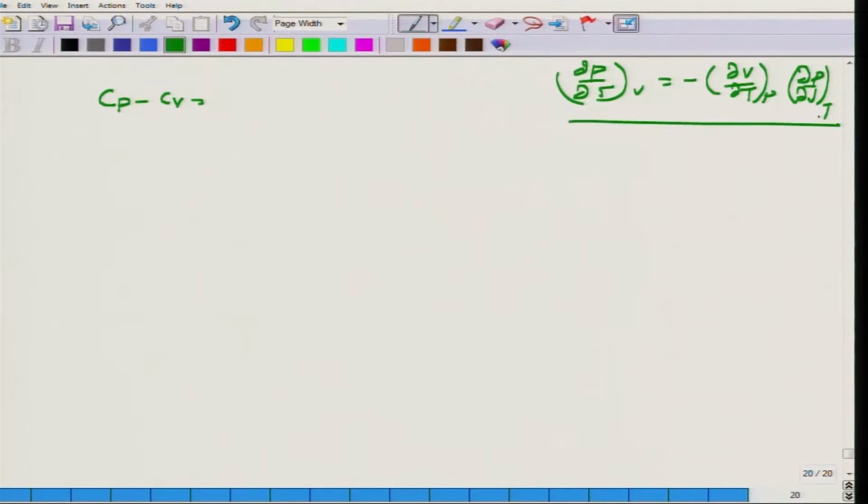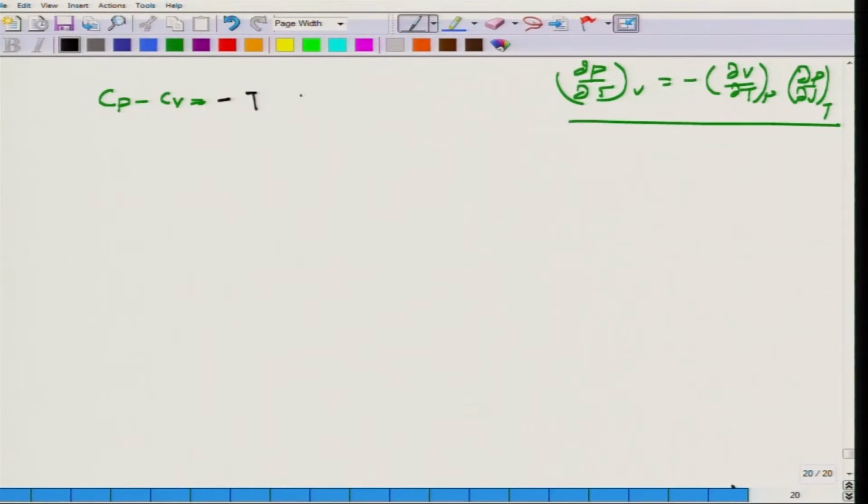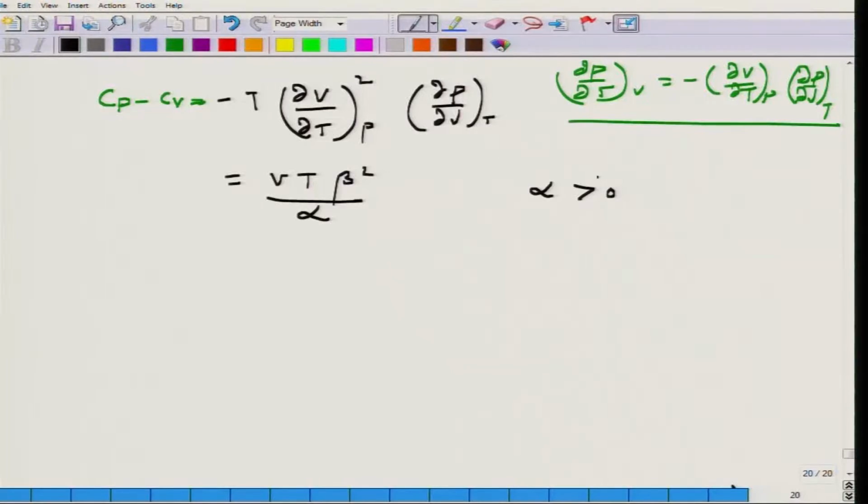Based on the cyclic relation, I can plug this back in here, and what I get is the following: minus T (del V by del T)_P squared times (del P by del V)_T. We can show that this is nothing but V T beta squared by alpha. Beta we have already defined. Now alpha is the isothermal compressibility. Your del V by del P is always negative, and alpha is defined as minus 1 by V times that, so alpha is always greater than 0. But beta usually is positive but can be negative.